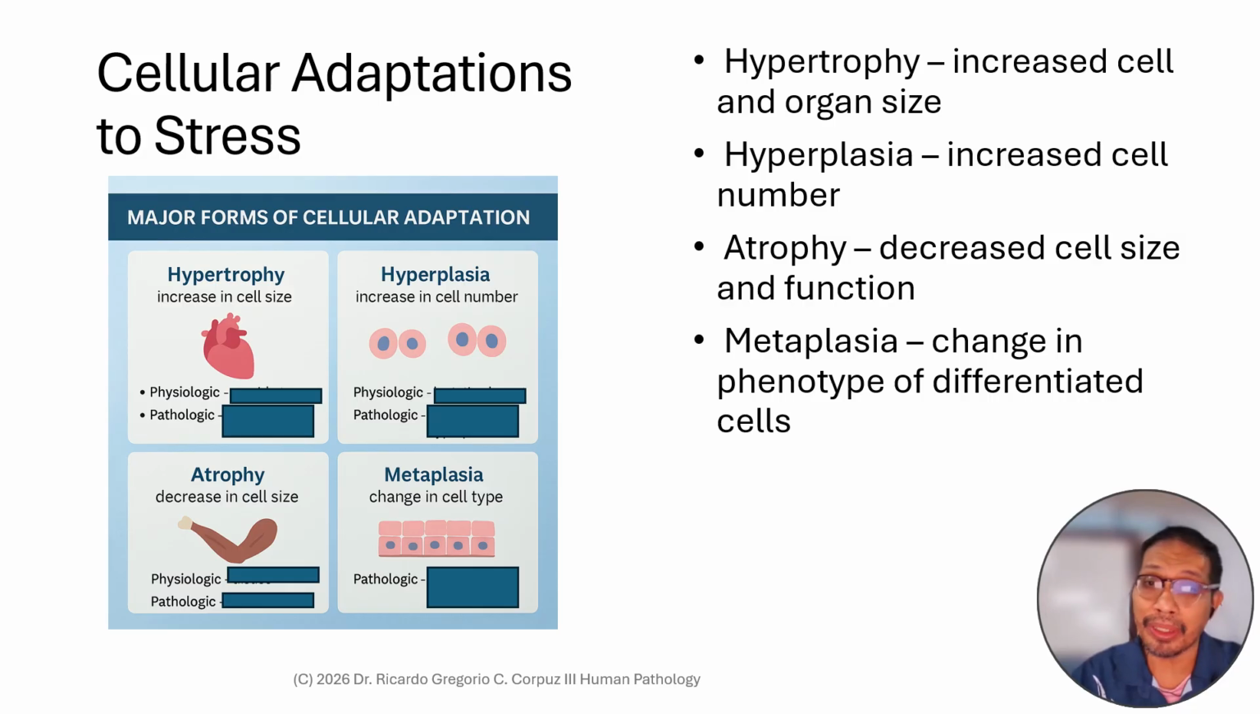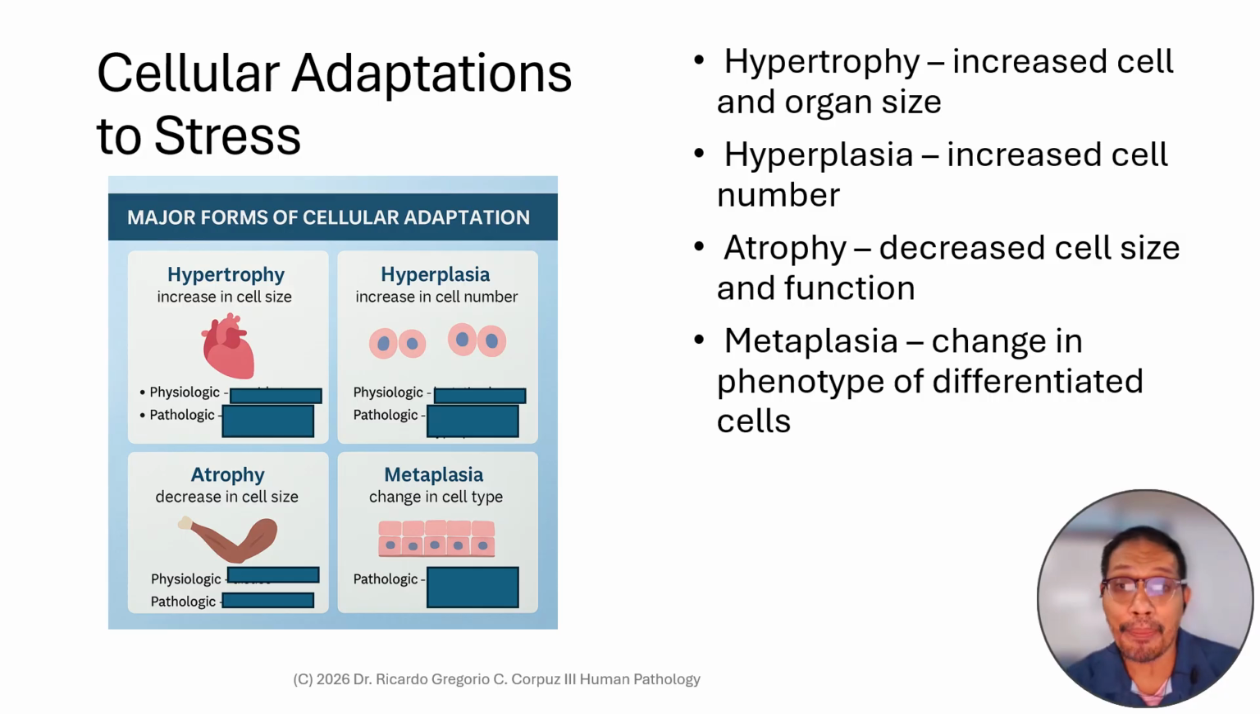So let's begin with hypertrophy. Hypertrophy refers to an increase in the size of individual cells, which leads to an increase in the size of the organ. This occurs in tissue that cannot readily divide, such as cardiac and skeletal muscle. A classic physiological example is the gravid uterus. During pregnancy, under the influence of estrogen, smooth muscle cells enlarge to accommodate the growing fetus.